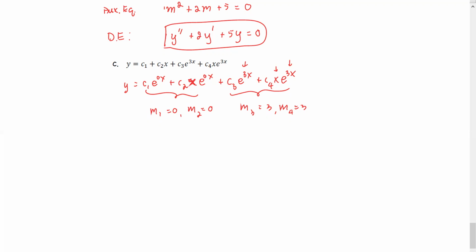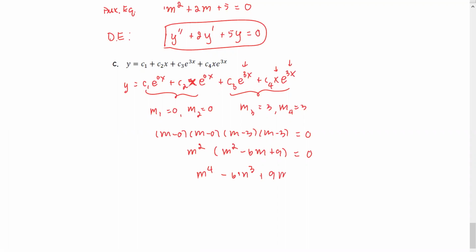Now we have 4 m's: 0, 0, 3, and 3. Form the auxiliary equation m minus 0 times m minus 0 times m minus 3 times m minus 3 equals 0, to get m squared multiplied by m squared minus 6m plus 9 equals 0, or m to the fourth minus 6m to the third power plus 9 times m to the second equals 0, which is the auxiliary equation.